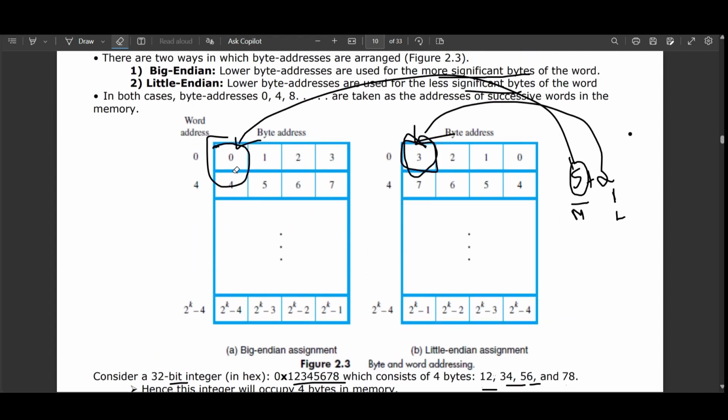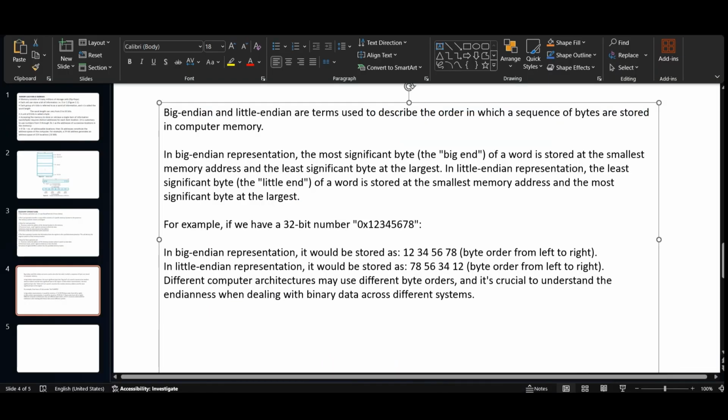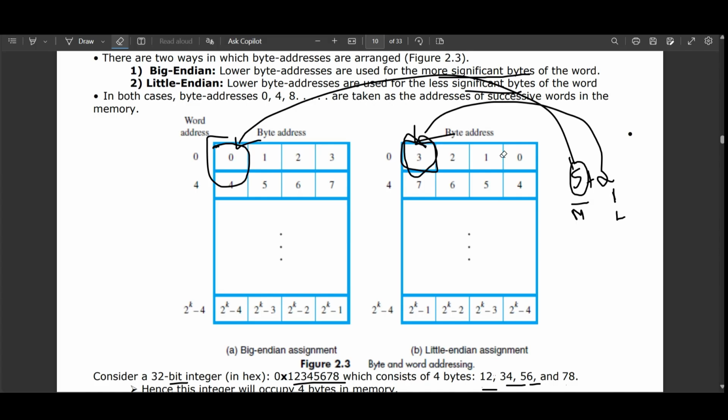See here, in big Endian representation, the most significant byte of the word is stored at the smallest memory address. As I told you earlier, this is the most significant byte. It will be placed in the smallest address. This is big Endian, and the less significant byte, which is 2, will be placed in address 3. The concept is very simple.